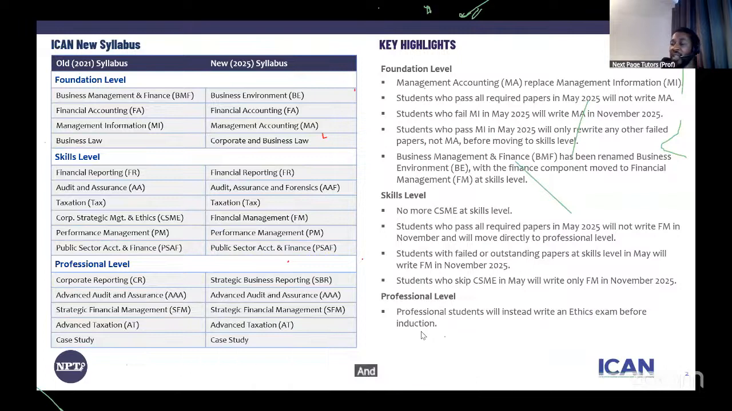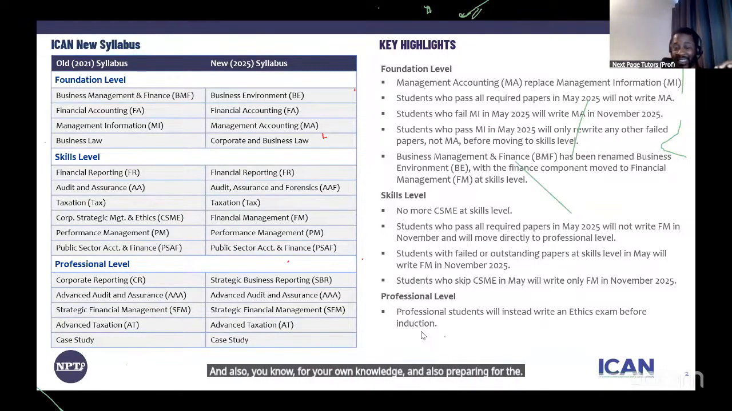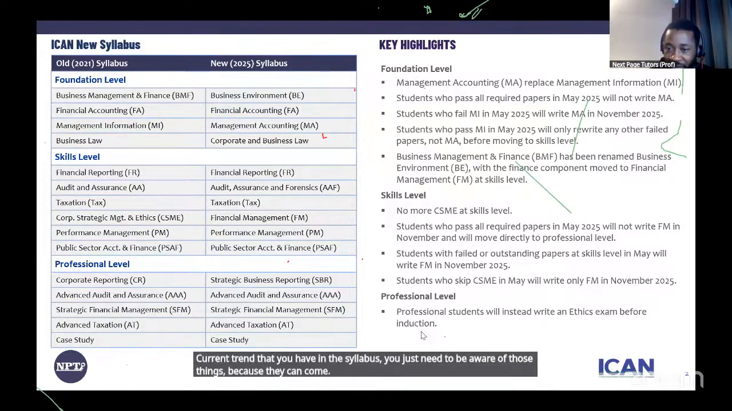And also, for your own knowledge and for preparing for the current trend that you have in the syllabus, you just need to be aware of those things because they can come.